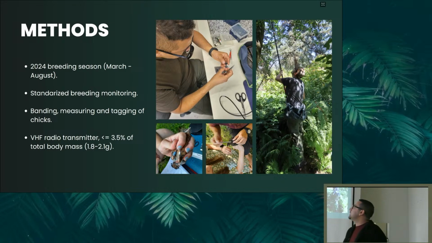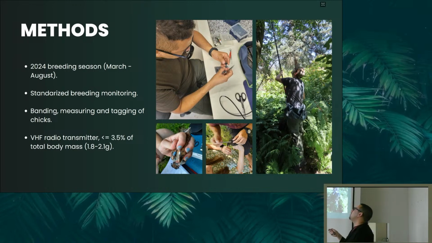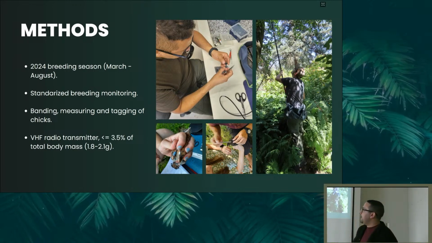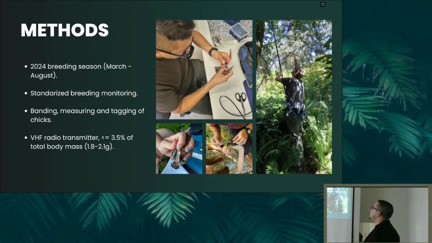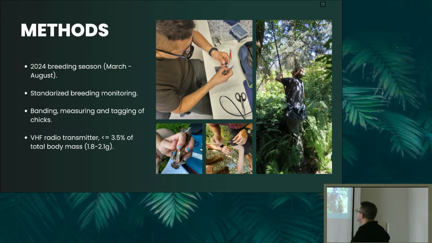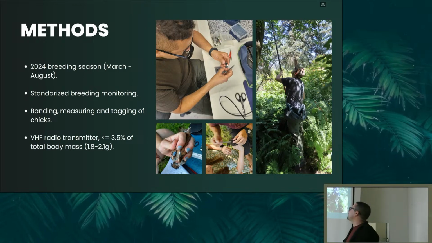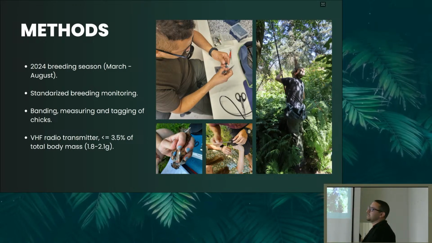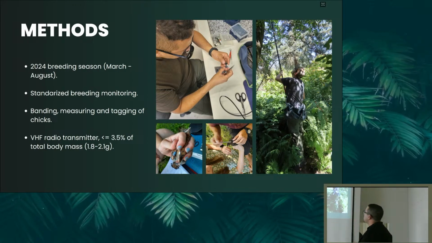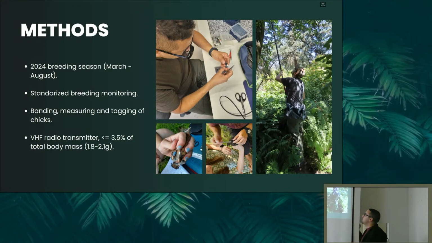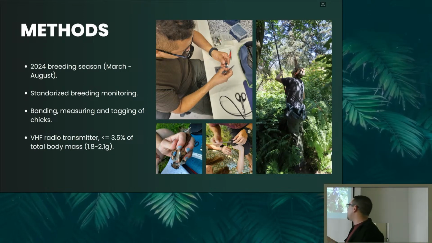The way we did this happened last year in the breeding season, which for blackbirds goes from early-mid March to early August. Following similar protocols to the first project, we also followed the standardized breeding monitoring because we were interested in fledglings. Fledglings come from nests, so we needed to find nests, locate breeding pairs, and we just kept track of the breeding attempt until chicks were able to fledge from the nest. Each of them was banded, measured, and equipped with a very high frequency radio transmitter, which weighed 1.9 grams on average, representing 3 to 3.5 percent of the total body mass.